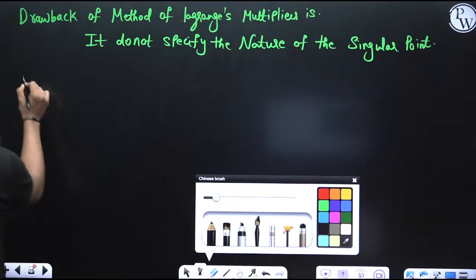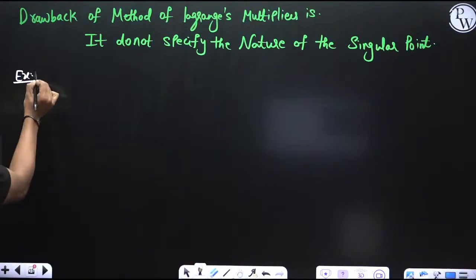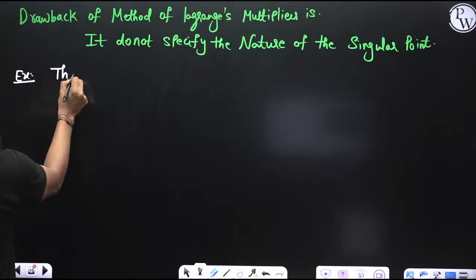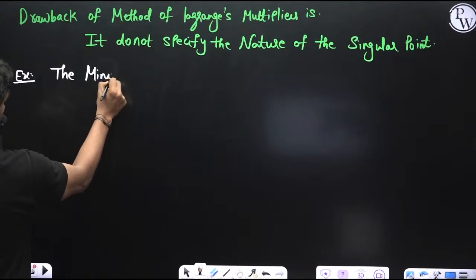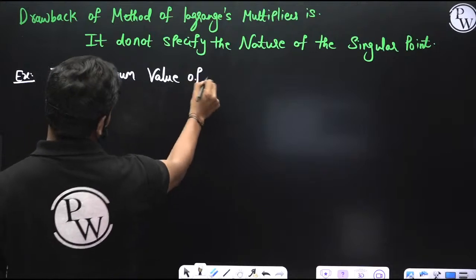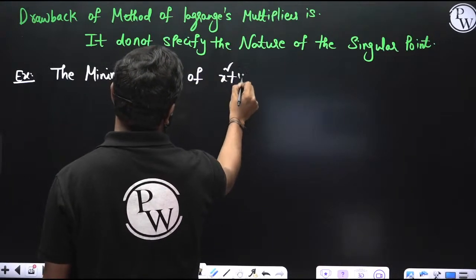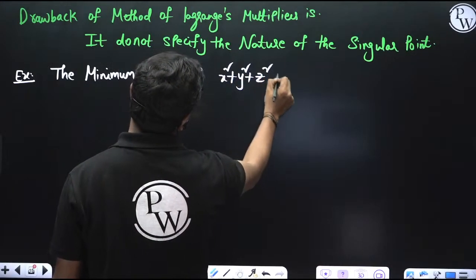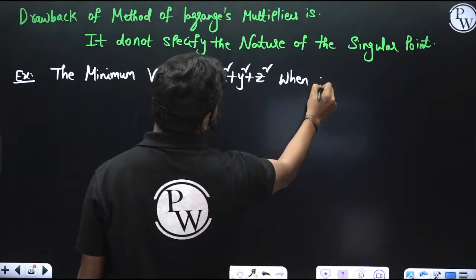Let's see an example. I'll work an example so that you can have an idea. Let's say we want the maximum or the minimum value of x square plus y square plus z square, when x plus y plus z is equal to a.